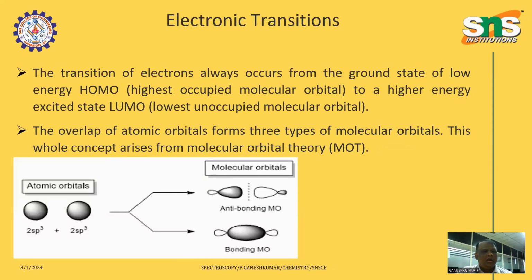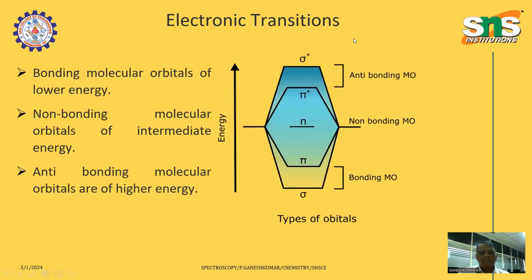So, the transition of electrons always occurs from the ground state of low energy to a higher energy state. You see here, energy is increasing. In the lowest level, there is an orbital represented as sigma. Above that, it is represented as pi. In the middle, it is n. And above that, pi star and sigma star.